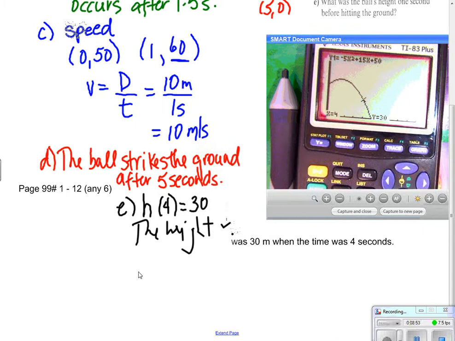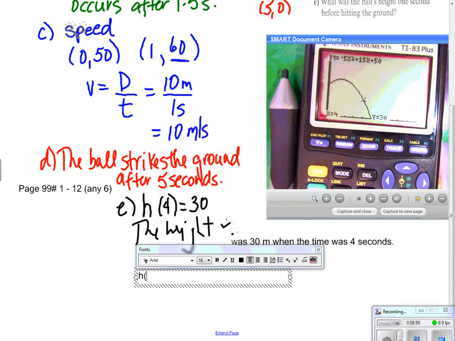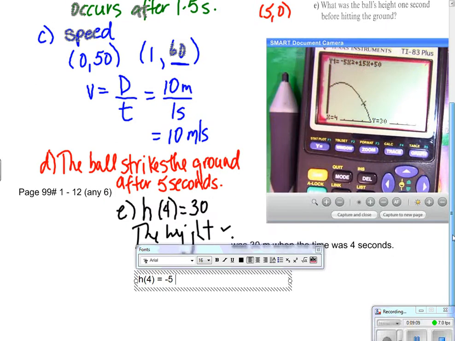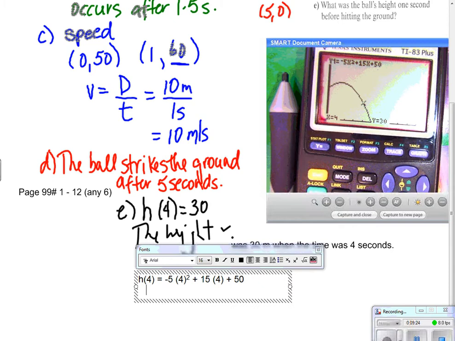If we had wanted to do this by hand instead, didn't have a graphing calculator at a party and we wanted to figure this out, we would just put 4s into the equation. So our equation is minus 5t squared plus 15t. So we put a 4 there, and for that t as well. And we just need to do that calculation.